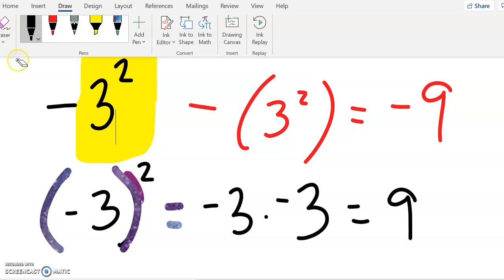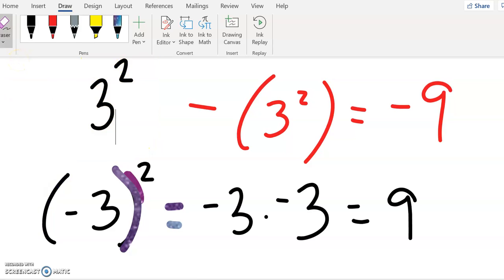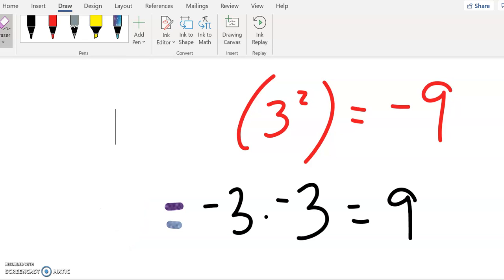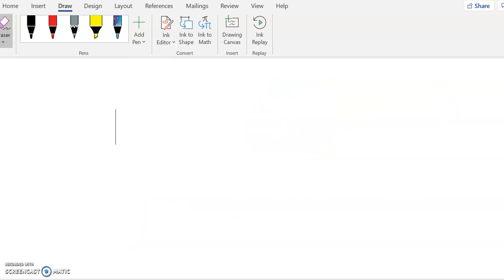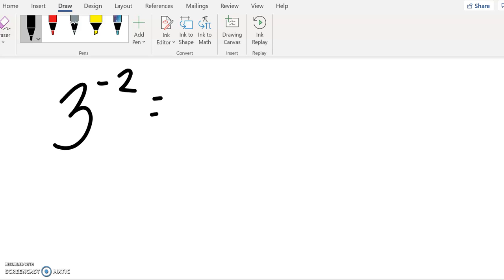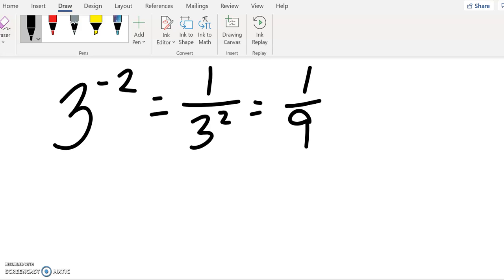So let me see if I can just erase this screen here for a second. So now let's talk negative exponent. So if I have 3 to the -2, right, exponential rules tell me that's the same as 1 over 3 squared, which is 1/9. This is the idea.